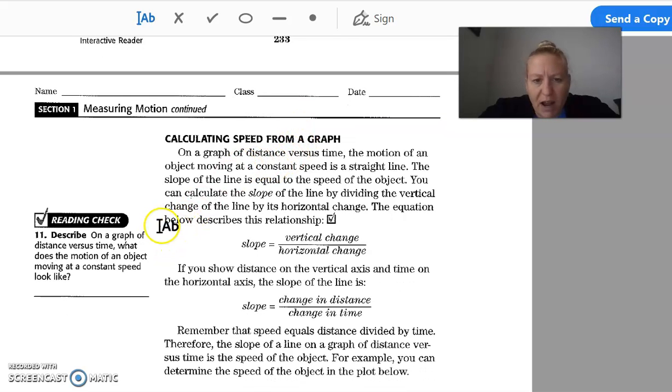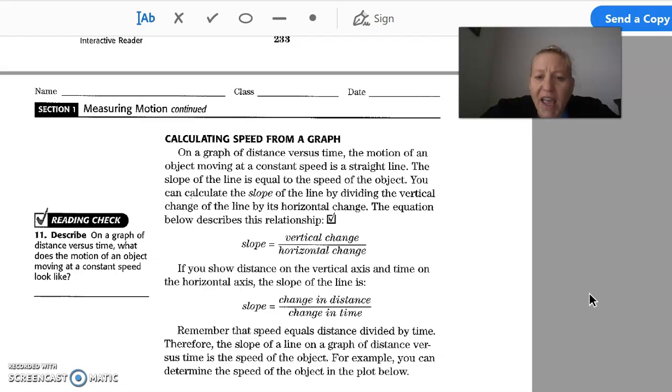Calculating speed from a graph. On a graph of distance versus time, the motion of an object moving at a constant speed is a straight line. The slope of the line is equal to the speed of the object. You can calculate the slope of a line by dividing the vertical change of the line by its horizontal change. The equation below describes this relationship: slope equals vertical change divided by horizontal change.